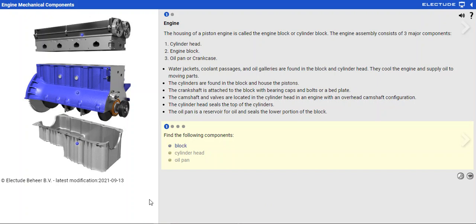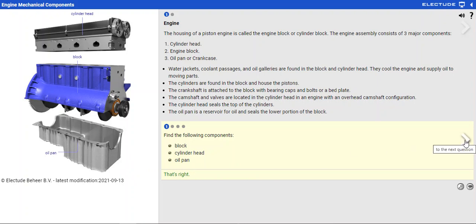I'm on engine mechanical components. I saw you were in this one earlier, and it's asking us here to find the following components. And we'll start with the block here. Just click it. You can see we found one out of three. We'll do the cylinder head next, and then the oil pan. And we have answered that question correctly.